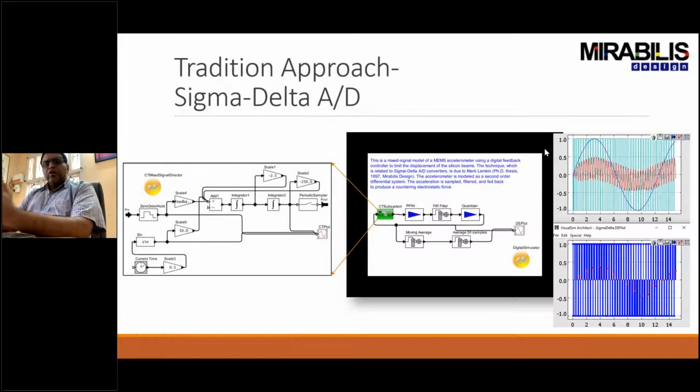Now, let's look at the traditional approach, and let's look at how the approach is on the proposed side. The traditional approach is, in this case, we got a sigma delta A to D. So that's your digital and that's your analog. So you can see the digital system has its FIR filters, a moving average, and a quantizer. And you can see that's your discrete results.